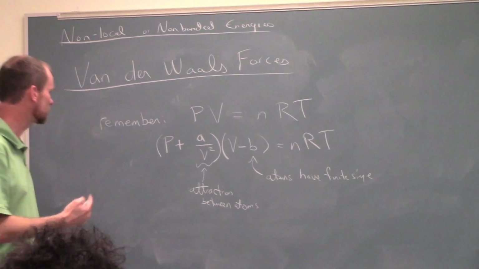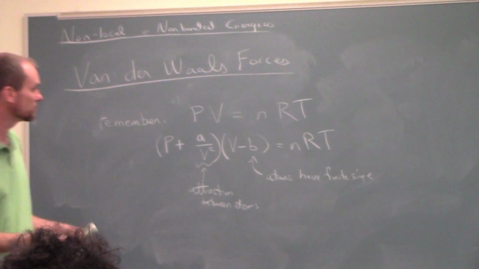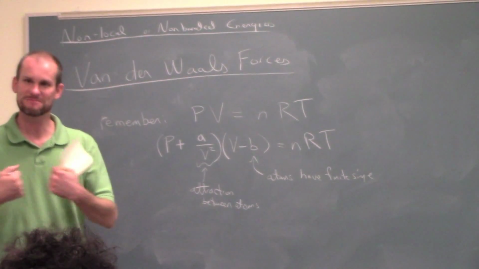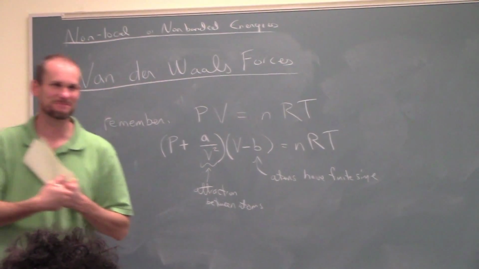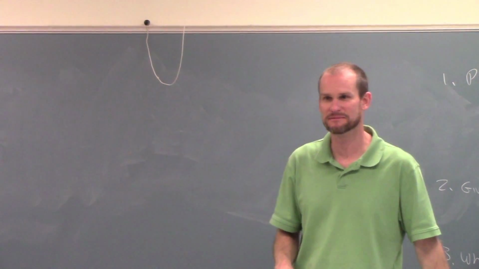There's really two things going on here. One is this attraction, and two is this repulsion. So the attraction comes from, you remember what the attraction comes from? Why are there attractions between otherwise neutral atoms?